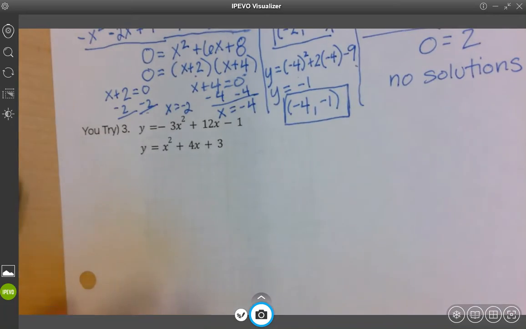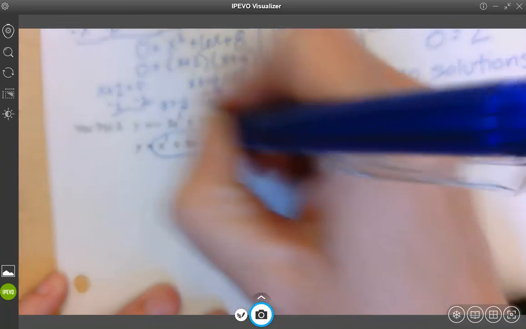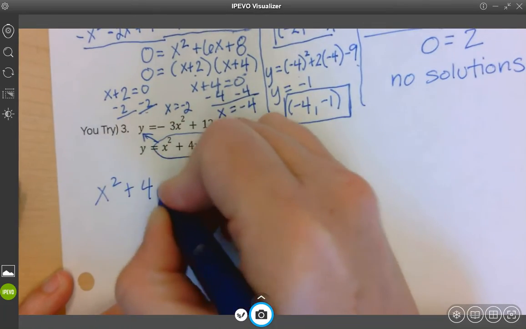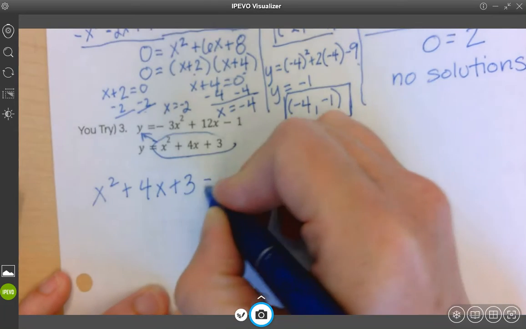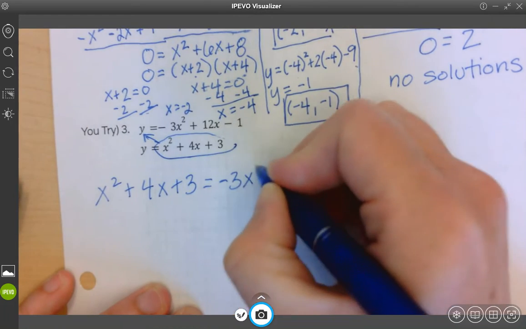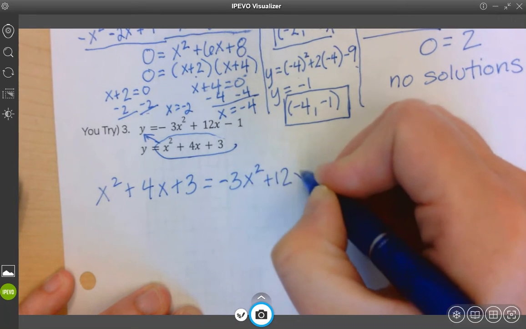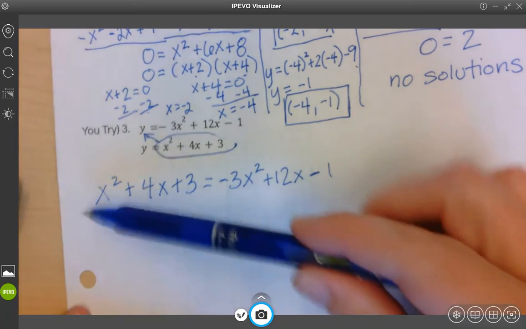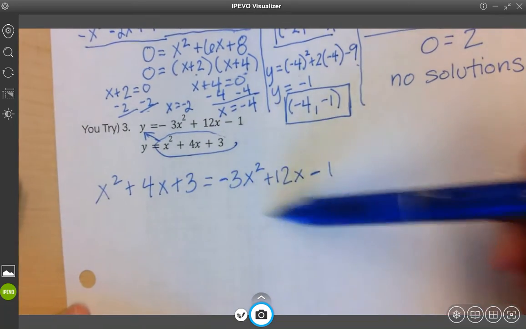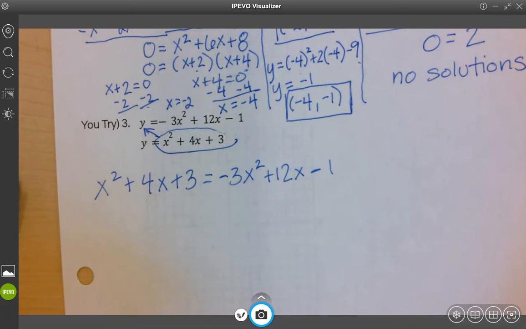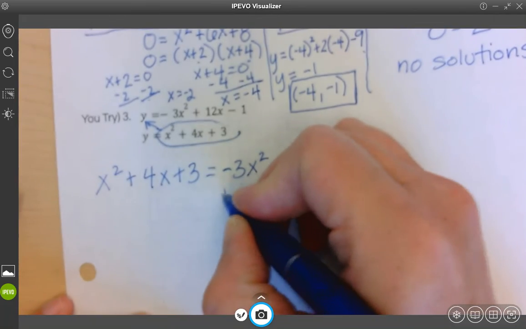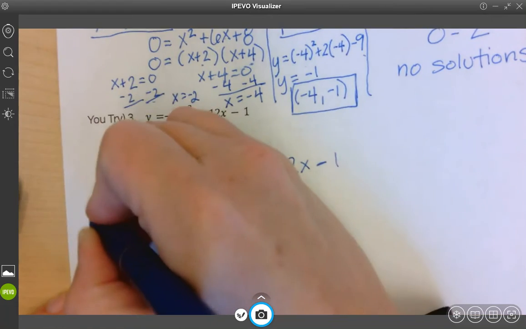All right, so in the beginning, most of you put this for the y right here. So you started with x squared plus 4x plus 3 equals negative 3x squared plus 12x minus 1. And I saw a lot of you moved these over here, and then you ended up with a negative 4x squared. You can still deal with that, but it does make your life a little bit harder. So I'm going to suggest you try to keep your x squared positive. And this time I'm going to move everything on this side.